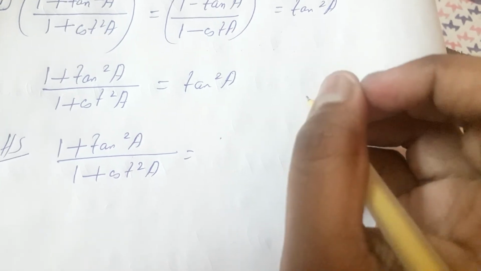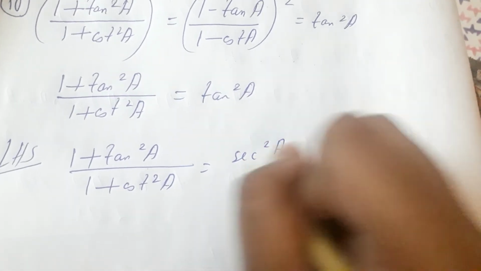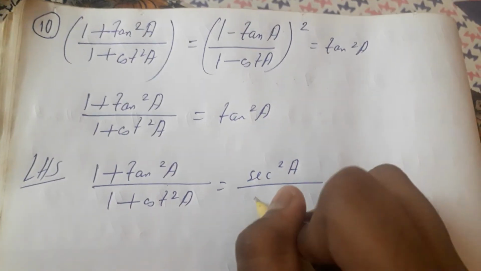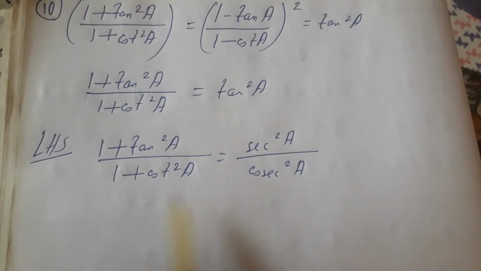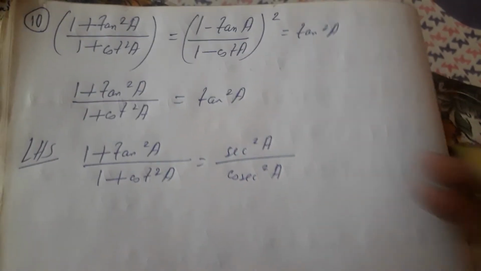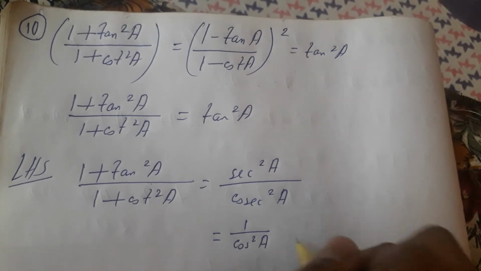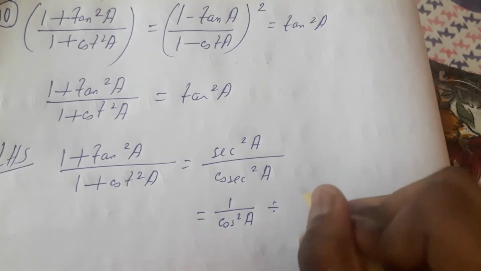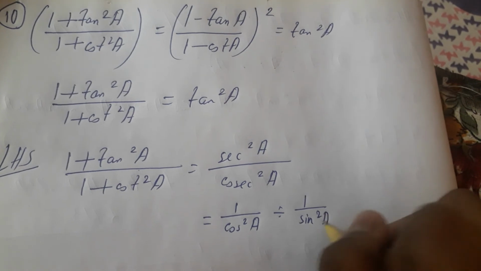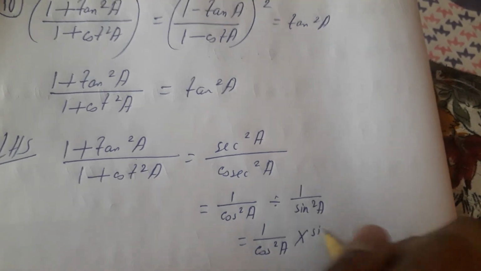As we all know that sec square theta minus tan square theta is equal to 1, so sec square theta is equal to 1 plus tan square theta. Sec square theta divided by, here also it will be cosec square theta. Cosec square theta minus cot square theta is equal to 1, so cosec square theta is equal to 1 plus cot square theta. Now see, convert it into sin and cos. Sec square A means 1 by cos square A, divided by cosec square A, which means 1 by sin square A, which is equal to 1 by cos square A into sin square A.